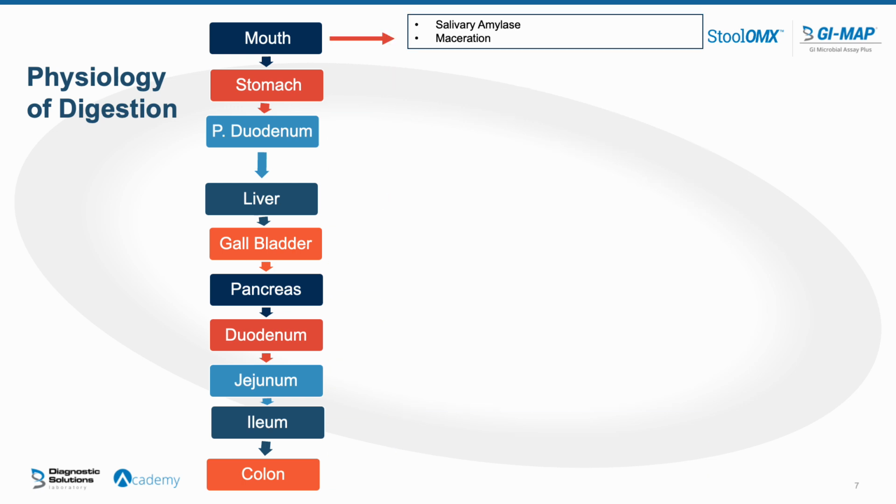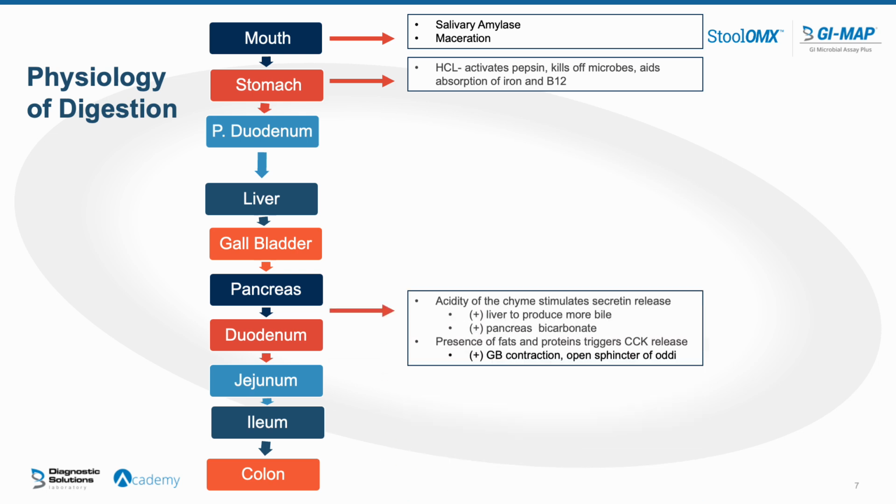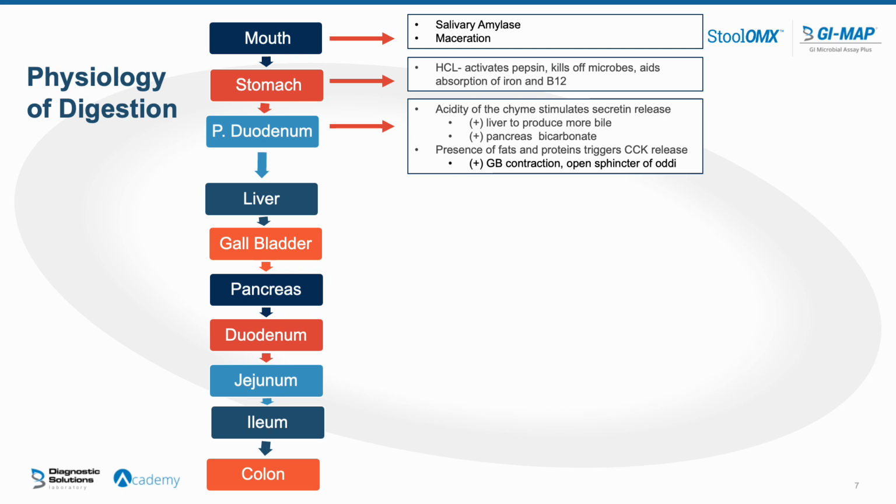Starting in the mouth. Here we are mechanically breaking down our food with our teeth or chewing, and salivary amylase starts to break down starches. Next, in the stomach, we have stomach acid, which activates pepsin to break down protein into smaller peptides. It's going to aid in the absorption of iron and B12. And lastly, one of the more important functions of stomach acid is to kill off microbes coming in on an individual's food. This is a major line of defense. When food or chyme enters into the proximal duodenum, a couple things happen.